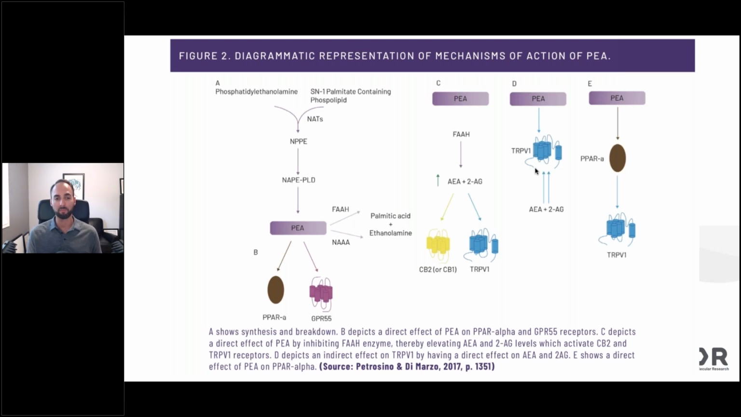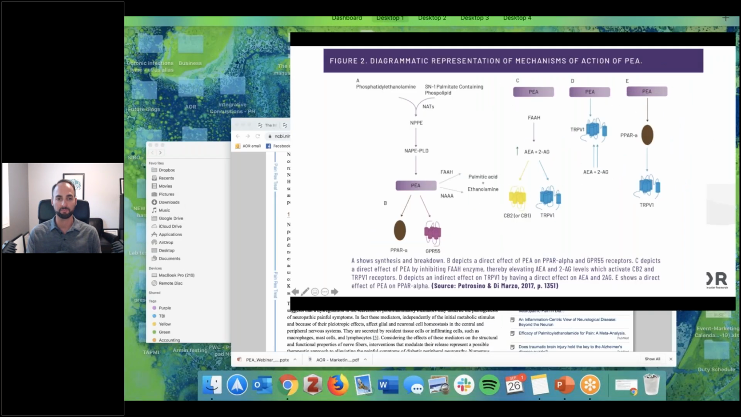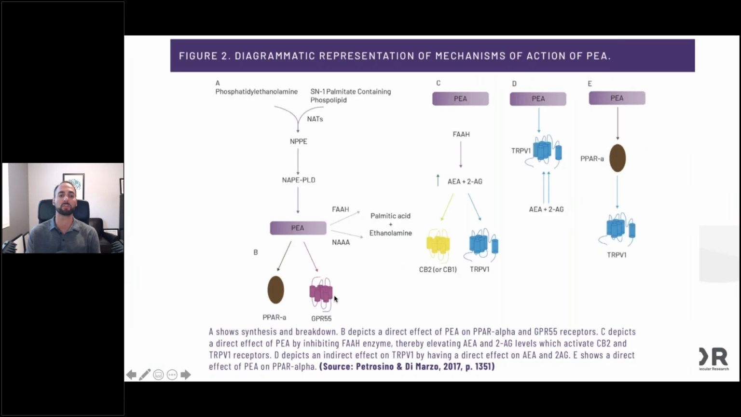So it has its effect by directly targeting PPAR, which you can see here. And you can see the G protein receptors are also being targeted. Then PEA is broken down by FAAH, that particular enzyme. But by using that enzyme, it also inhibits that enzyme. It basically keeps it occupied, so it allows AEA and 2-AG, our body's own endocannabinoids, to do their job more. And they're the ones that are working on CB2 or CB1.